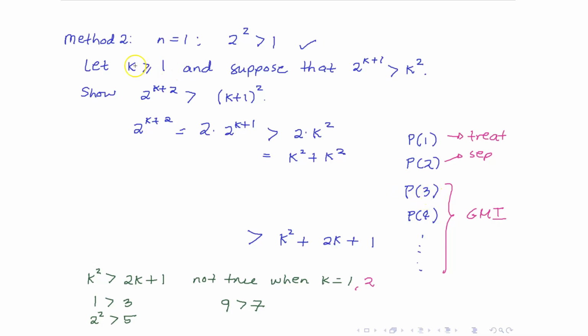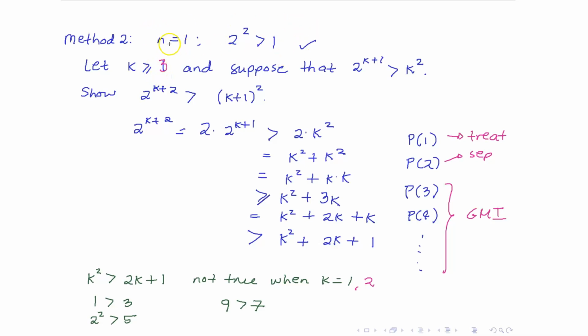And then for the inductive step, you will now have let k be greater than or equal to 3 here. And then we now write this as k squared plus k times k, but k is greater than or equal to 3, so that's greater than k squared plus 3k. And we now write it as k squared plus 2k plus k. And k is definitely greater than 1 because our assumption here is k is greater than or equal to 3.